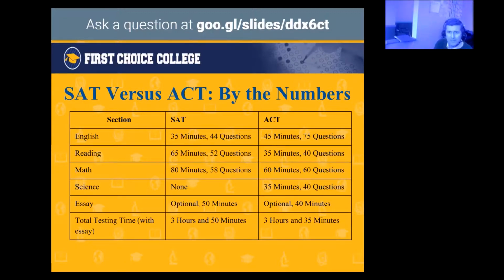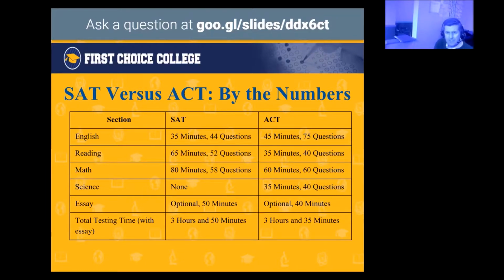Next, the reading. The SAT starts with the reading. The reading on the ACT is the 3rd section. The SAT reading section is 65 minutes with 52 questions. There are 5 passages. 3 of them have 10 questions. 2 of them have 11 questions. The ACT, 35 minutes, 40 questions. There are 4 passages, each with 10 questions. So again, much less time per question on the ACT.